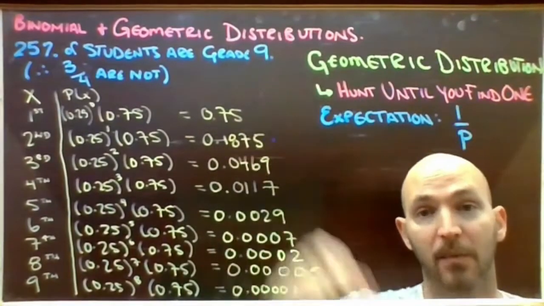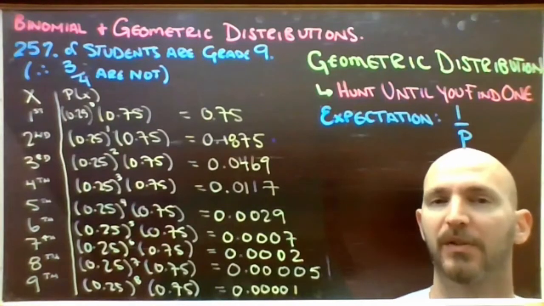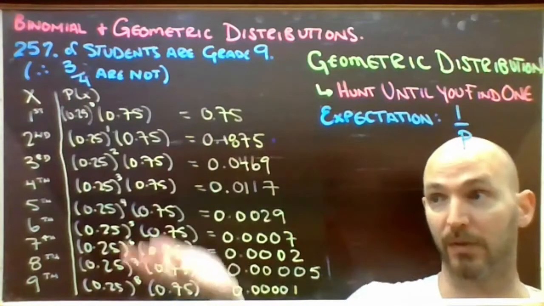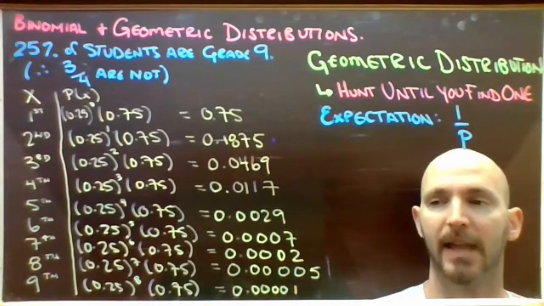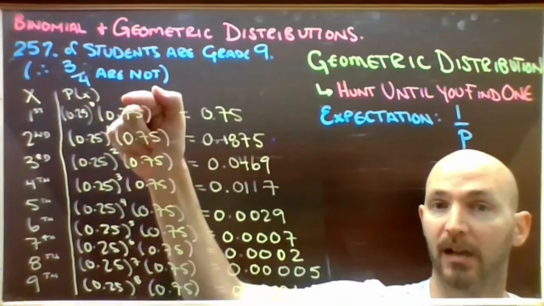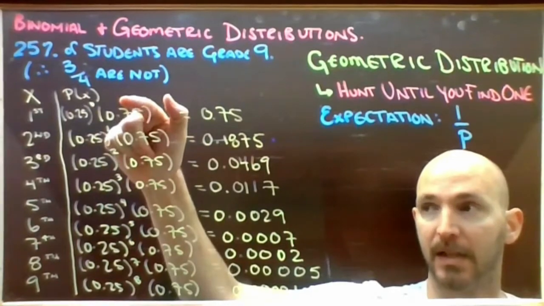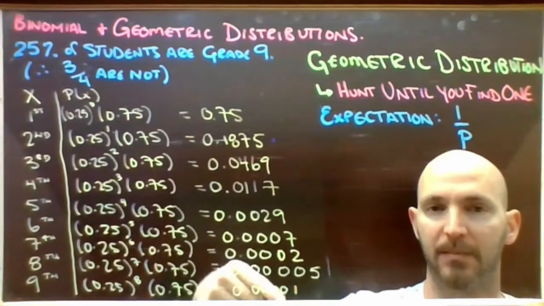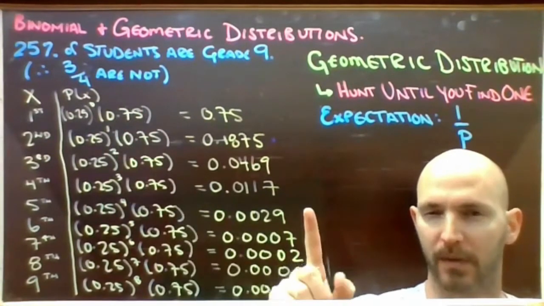So if I summarize that for you, a geometric distribution is useful, right? This model applies anytime you are hunting for a specific object or type of person, and that you're going to keep asking people until you find one of those.